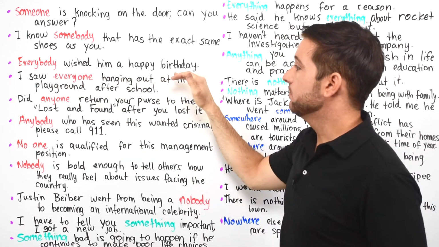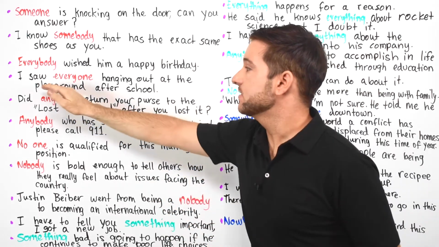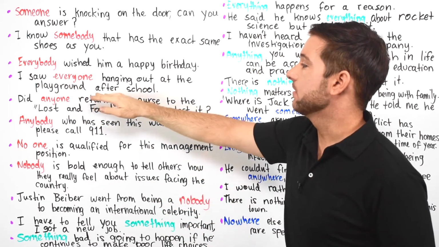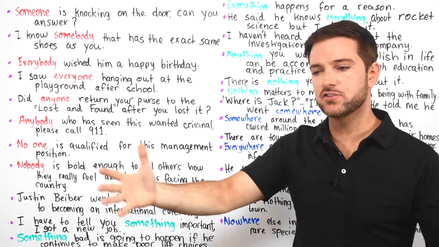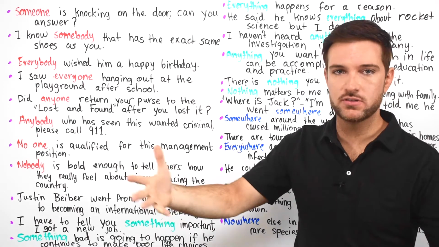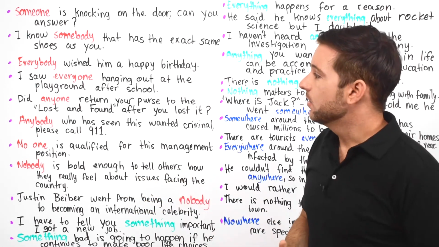Everyone wished him a happy birthday. So everyone in the group wished him a happy birthday. I saw everyone hanging out at the playground after school. So everyone, we're referring to maybe all the students in a class or all the students in a school. Everyone, all of them. Okay?